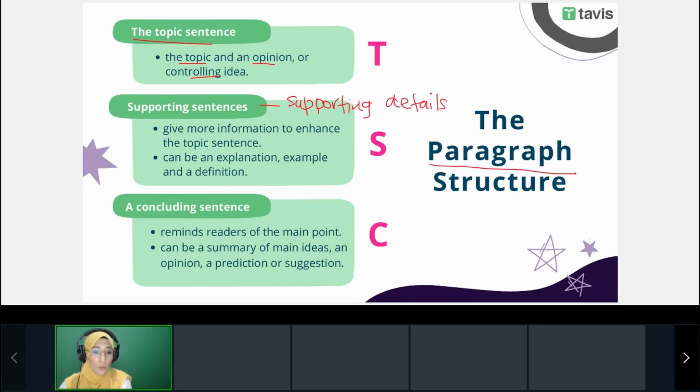So for that one paragraph only, you will have to have your topic sentence. You will have to have your supporting details or supporting sentences. Then you need to have a concluding sentence just to have that one paragraph only. And then for the next paragraph, again, the same thing, repeat TSC. For the next paragraph too, TSC. Okay, then only you can score a 5, 4, or tick, tick, tick, 20 marks.